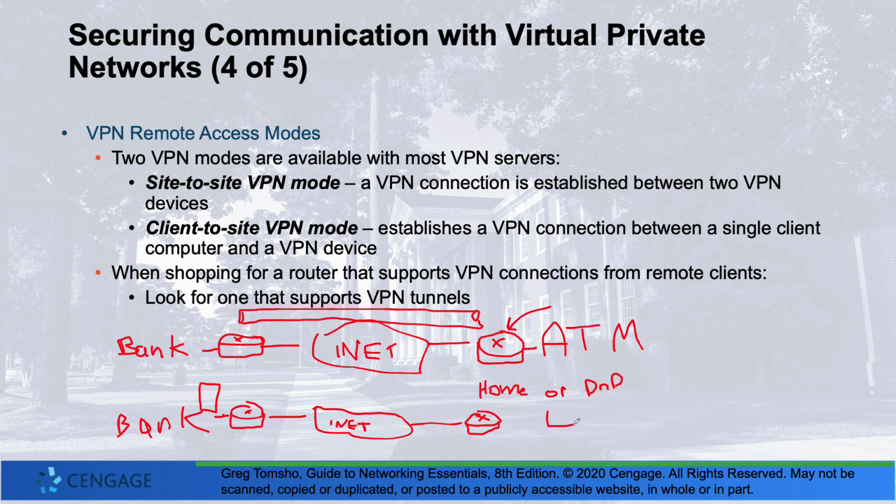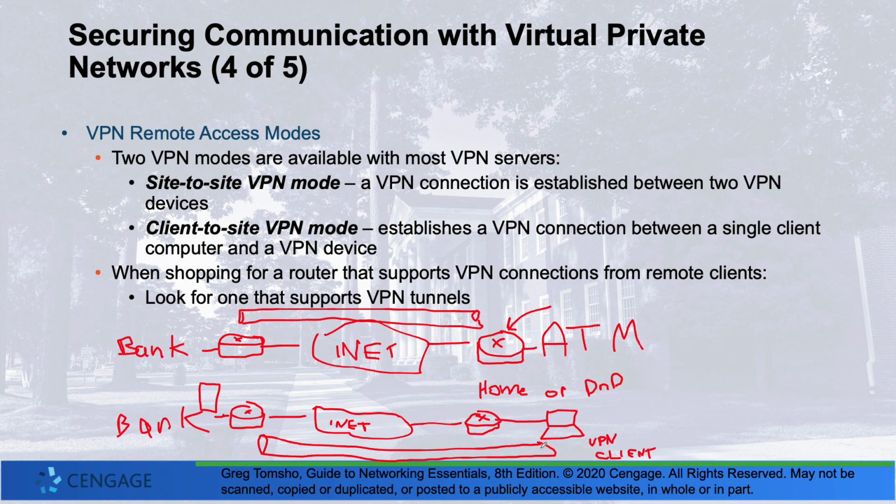He's sitting there with a computer. He says, I want to do business with my company. I have a piece of software called a VPN client. So I'll write that there, VPN client. I make a tunnel connection all the way from my computer to the bank's router. So again, it's not from router to router. It is from the computer to the router.